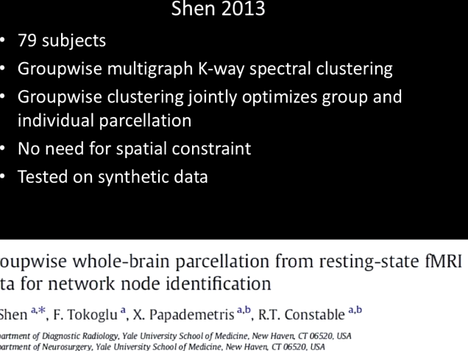This one used, did I get that right? K-way spectral clustering. That's what it says in the methods. This was a group-wise clustering that jointly optimizes the group and the individual parcellation. We talked a little about this in previous sessions, about whether or not things at the individual level hold up at the group level. I think this was one of the first studies that really tried to optimize both. They did not have a spatial constraint on this algorithm, and they also tested it on synthetic data, so it wasn't just empirical resting state fMRI data collected from humans.